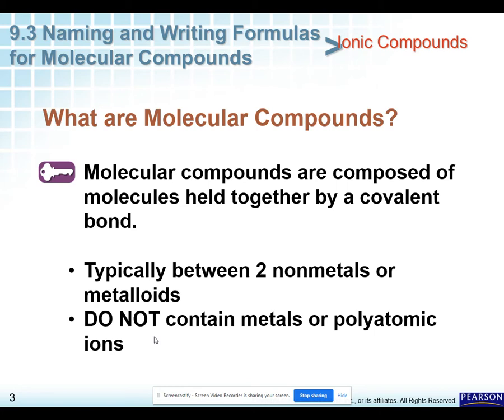Molecular compounds are compounds composed of molecules that are held together by a covalent bond. So what are molecules usually made up of? They are typically between 2 nonmetals or metalloids. One thing to look out for is they do not contain metals or any kind of ions. So you will not have an ion, a polyatomic ion, and you will not have any metals.